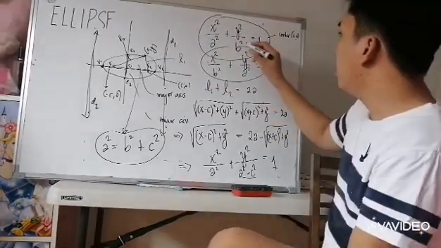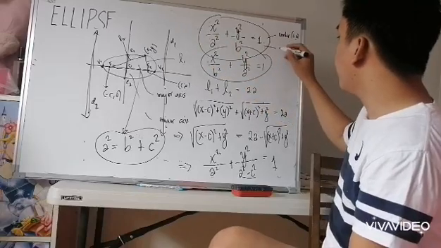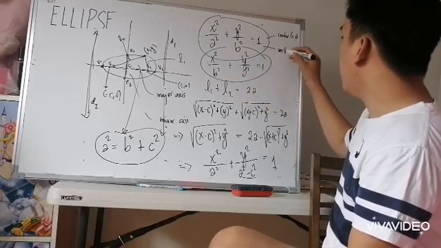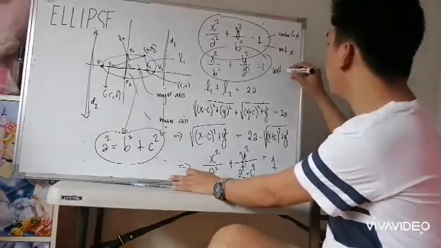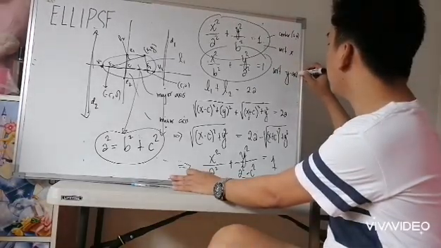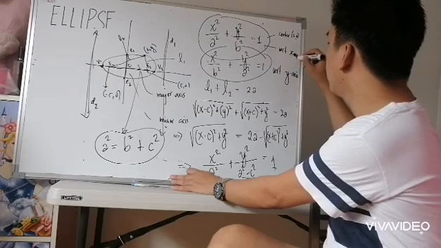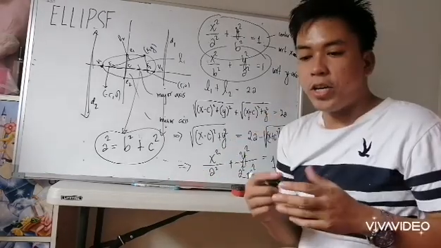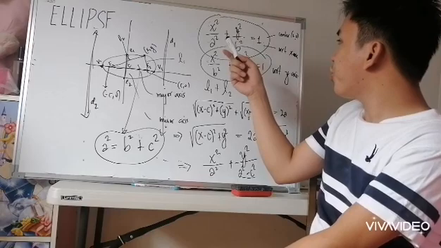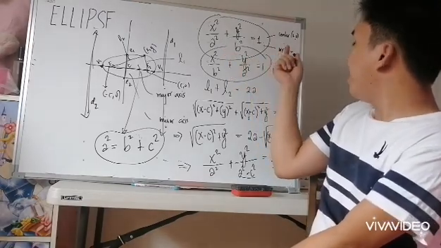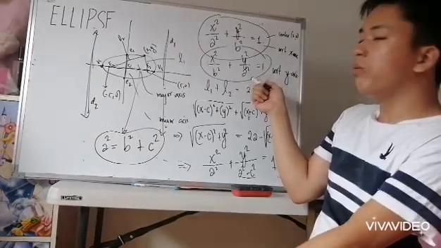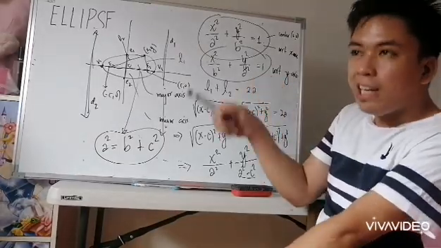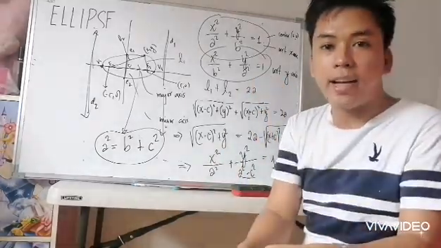So this one is elongated with respect to the x-axis, and this one with respect to the y-axis. That's it. Again, this is the equation of the ellipse elongated with respect to the x-axis, and this represents an equation of an ellipse elongated with respect to the y-axis.